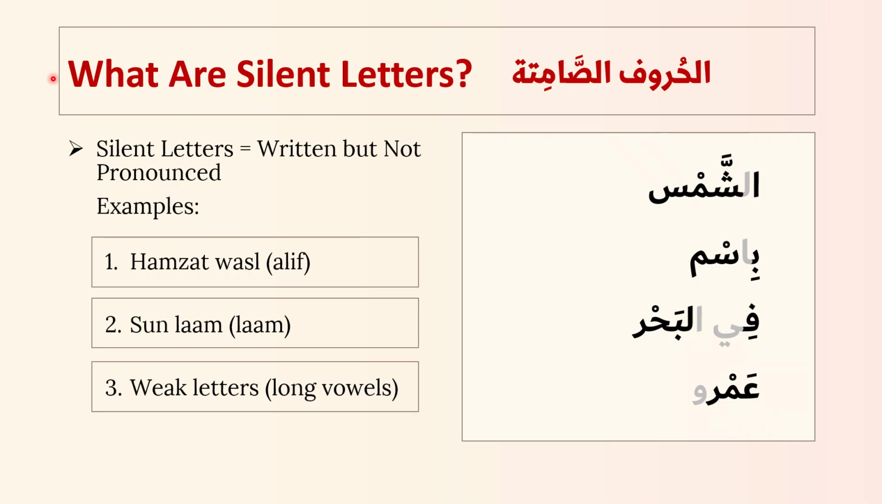What are silent letters? الحروف الصامتة. Silent letters in Arabic are letters that appear in writing but are not pronounced when reading. This is caused because of the merging of letters or the dropping of letters in natural speech. And this happens in many languages.